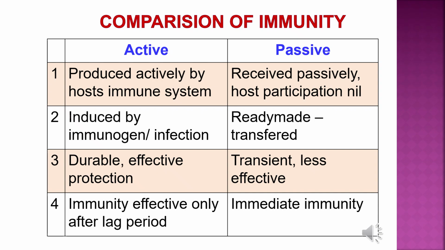Active immunity is produced actively by the host immune system. So host participation is required in active immunity, induced by an immunogen or infection. It is durable and gives effective protection, and immunity is effective only after a lag period. Some period is required to build up the immunity, that is, production of antibodies, and that is called the lag period. In passive immunity it is received passively, so host participation is not required. It is transferred in a ready-made form. It is transient and less effective, and immediate immunity is there, with no lag period, because it is a ready-made form.